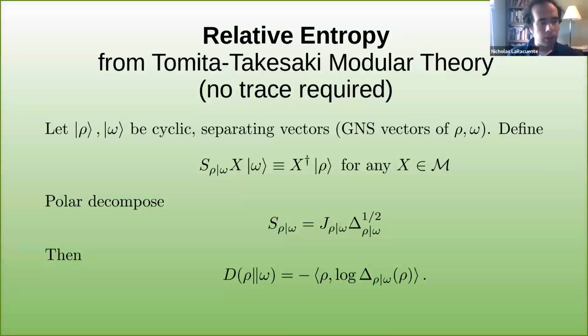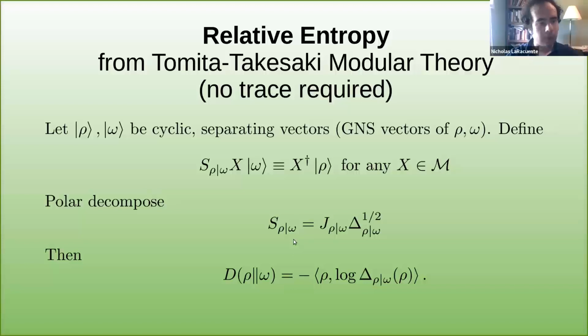Now, from the polar decomposition of S_{rho,omega}, we get this Delta_{rho,omega}, which is known as the relative modular operator. And from this, we can define via an inner product the relative entropy without using any tracial or finite dimensional construction. So this will work, for example, in type III_lambda and in type III_1.